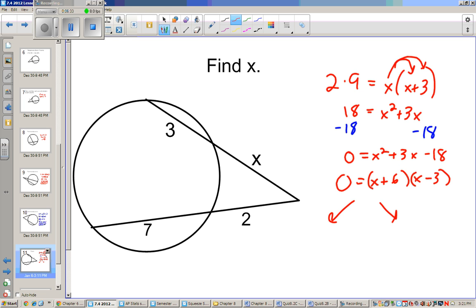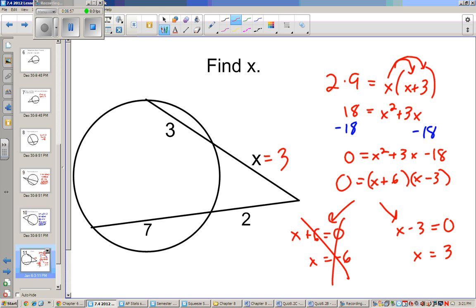So now what we do is we see if x plus 6 equals 0 and x minus 3 equals 0, we solve for x. In this case, we subtract 6 on both sides. In this case, we add 3 on both sides. Now it doesn't really make sense that this value would be negative 6, so that doesn't work. So x has to equal 3.